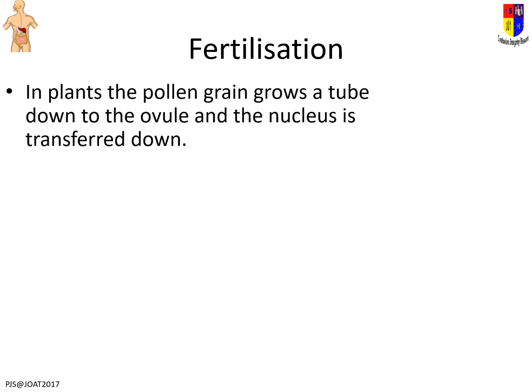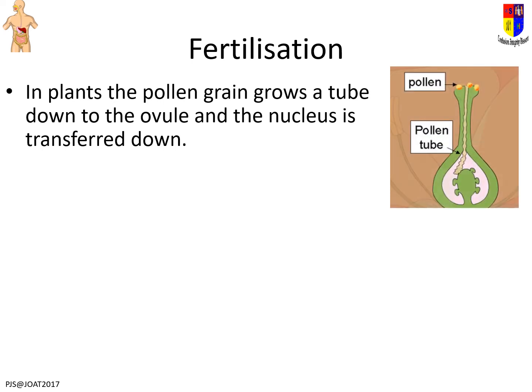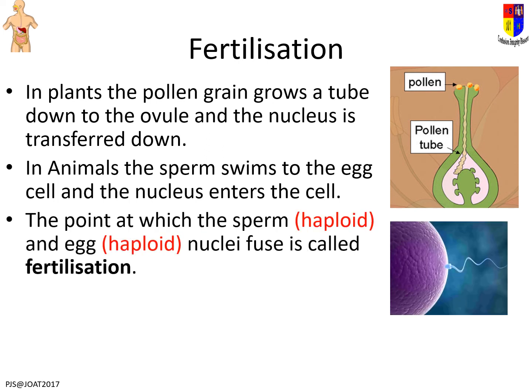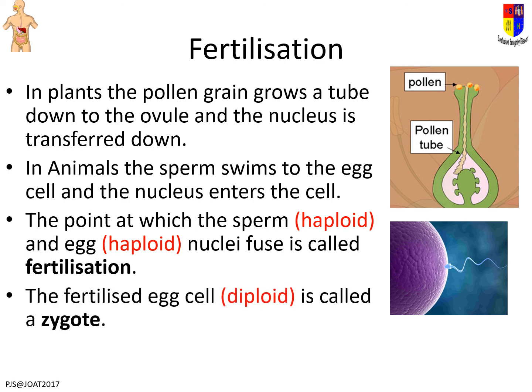So fertilization, being absolutely clear about what this is. In plants, the pollen grows a little tube down and drops down the nucleus. In animals, the sperm has to swim to the egg and then fuse with the egg. But fertilization is when the two nuclei, the sperm and the egg, or the pollen and the ovule nuclei, fuse to form a fertilized egg or ovule. That's fertilization, the point at which the two nuclei fuse. The type of cell you now have in animals is called a zygote, and that's the specific term you need to know.